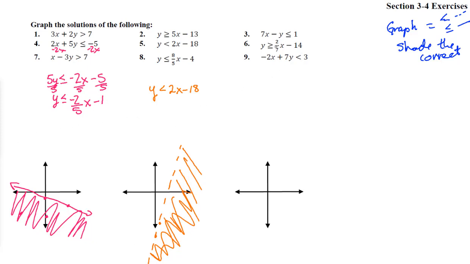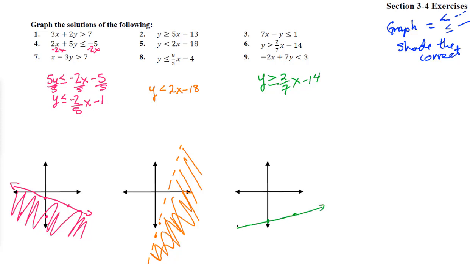Number 6. y is greater than or equal to 2/7 x minus 14. Oh, hey, we're in y equals mx plus b format. 0, negative 14, like right here. And then up 2 over 7, like that. It is equal to, so we now have a solid line.